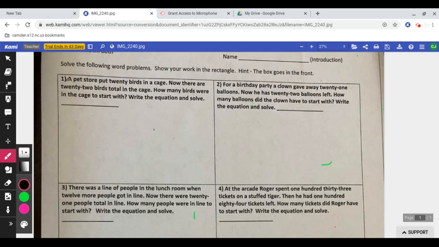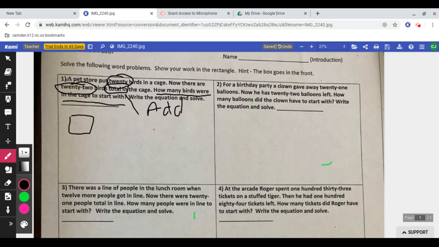I'm going to circle my key numbers, which are 20 and 22. And then I'm going to underline the question, which is how many birds were in the cage to start with. I'm going to box in my action word, which is total. And total says, Miss Connie, you need to add. So I'm going to write my equation that matches this problem. And it starts with a box.